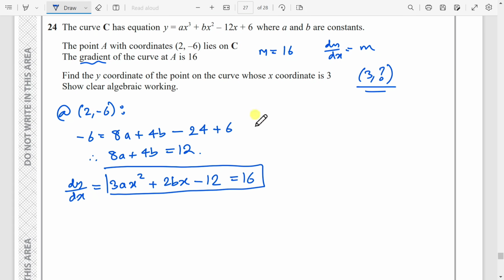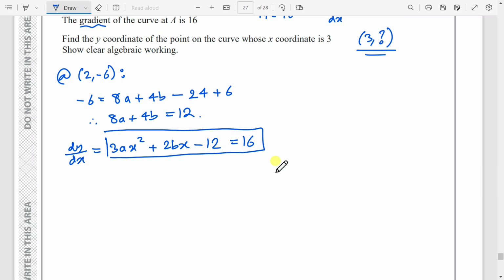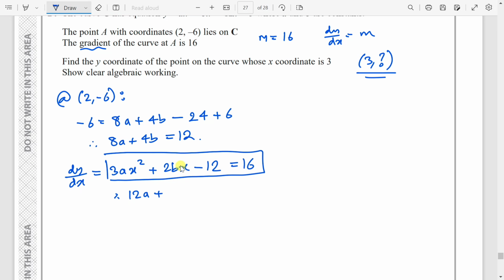Okay. Now one more point about this. It tells us that this is the gradient at the point A. And we know at the point A, the x coordinate is 2. So let's pop in the x value of 2 into this equation here. Yeah? So you're going to have 3a times 2 squared. So 3 times 2 squared is 12. So this becomes 12a plus, and then remember, x is 2, so it'll be 2 times 2 is 4, so it'll be 4b. And just like the other one, I'm going to move minus 12 across, so it'll be 16 plus 12 is 28.